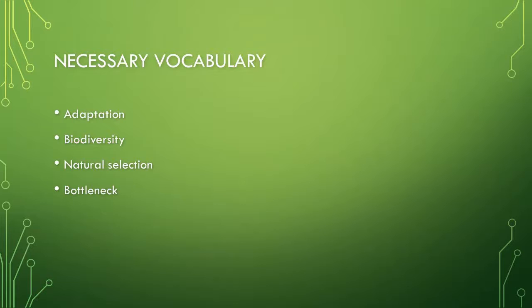The next word is biodiversity. Biodiversity, when you break it down, just means variety of life. The greater biodiversity you have, the more healthy and productive your ecosystem or your species is going to be. Then we have natural selection. Natural selection really relates to biodiversity and adaptation.